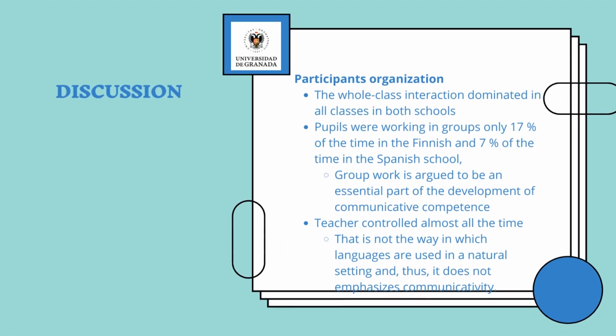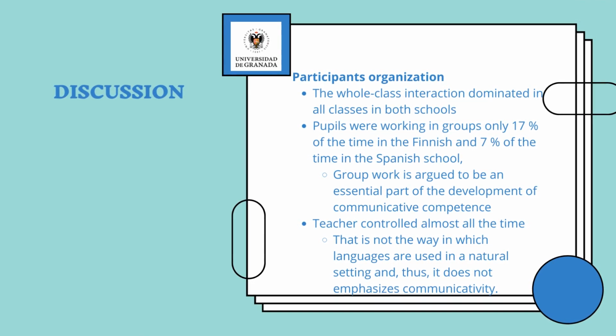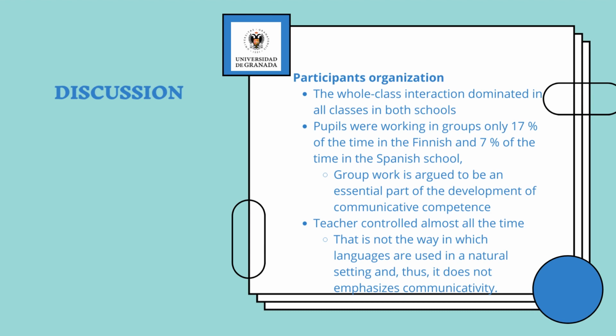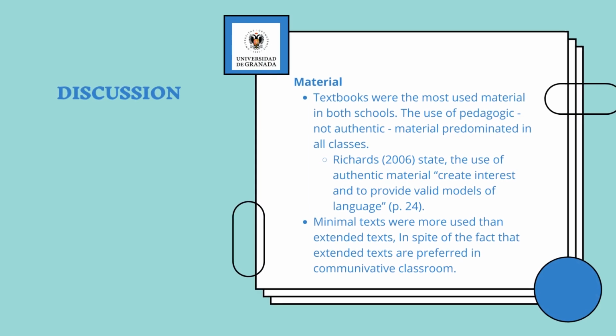Then the discussion. The whole class interaction dominated in all classes in both schools, which is a characteristic of traditional teaching method. Pupils were working in groups 17% of the time in the Finnish and 7% of the time in the Spanish school, even though group work is argued to be an essential part of the development of communicative competence, as while working in groups, there is a lot more negotiation of meaning between students.